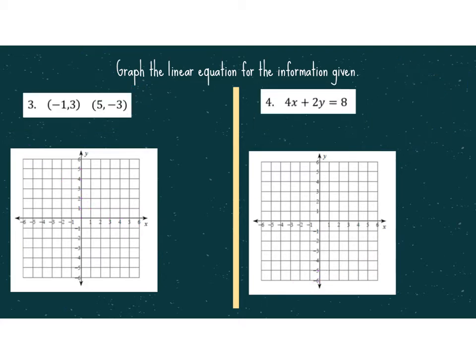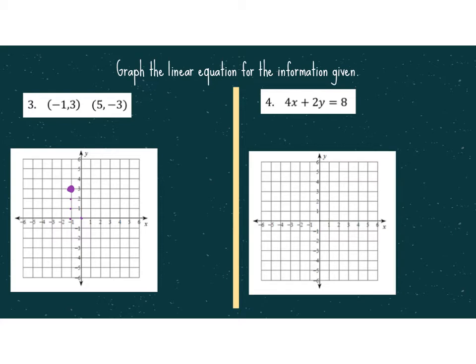All right, let's take a look at number 3. Now, in number 3, I have 2 points. So I'm going to graph a linear equation that gives me those 2 points. The first thing that I want to do, since I have 2 points, is put those 2 points on my coordinate plane. So from 0, 0, which is in the middle, I want to go left 1 and up 1, 2, 3. My x was -1, my y was +3.